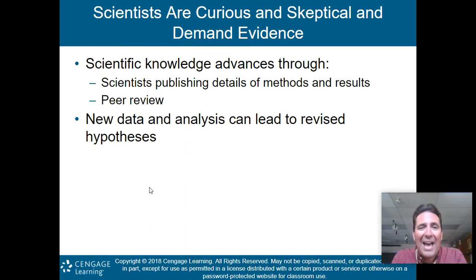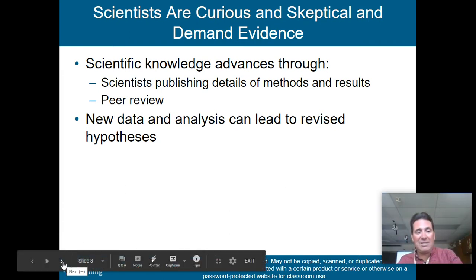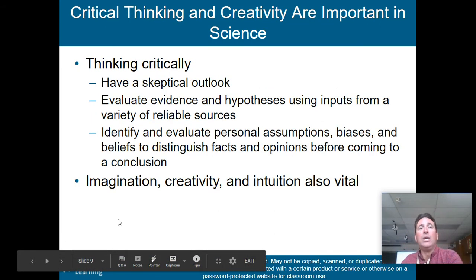If we don't publish methods and results and peer review, then we're really not doing true science. New data and analysis can lead to revised hypotheses, and that was the example I gave you about the Earth being the center of the universe. We know now that is definitely not the case. So critical thinking and creativity are important in science.